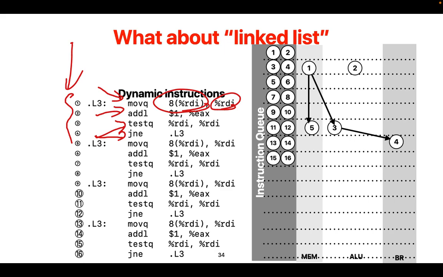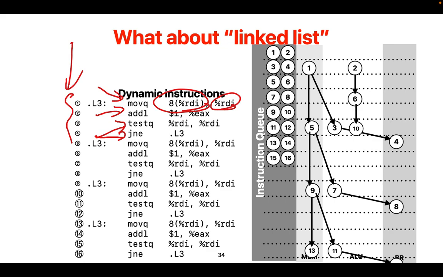And again, 6 is depending on who? 2, right? So right after it's decoded or renamed, we can actually have 6 in a pipeline, right? So if you keep drawing this data flow diagram, this is what you will find, right? Don't you find the regularity again? Right? Which part is regular?